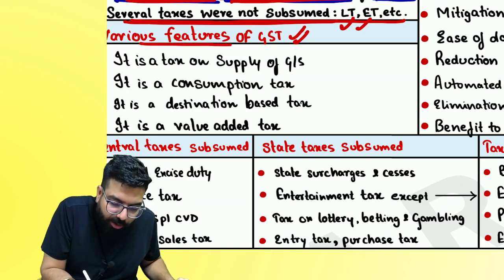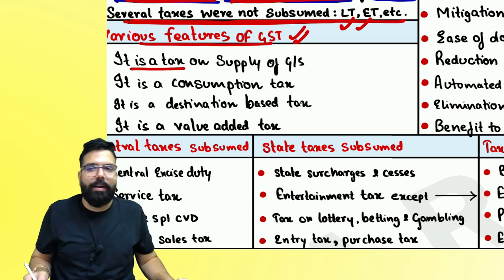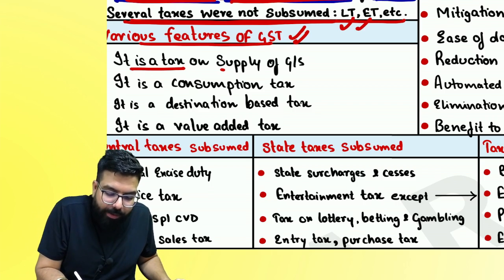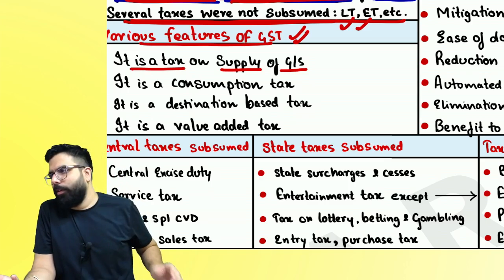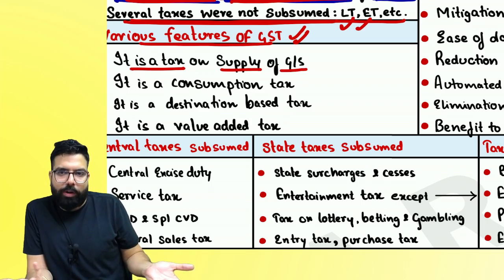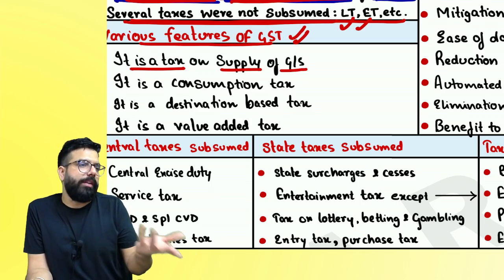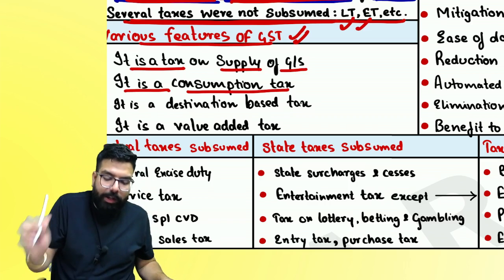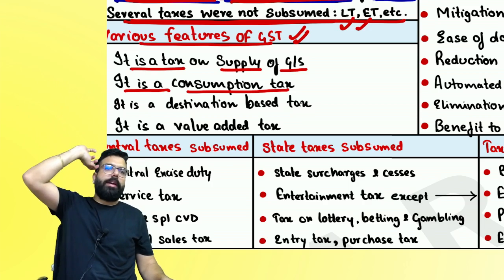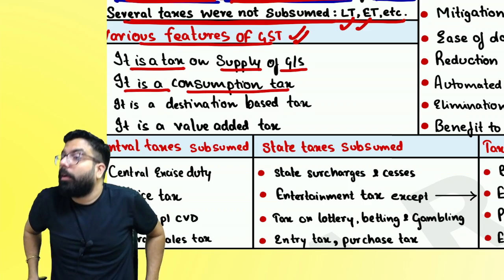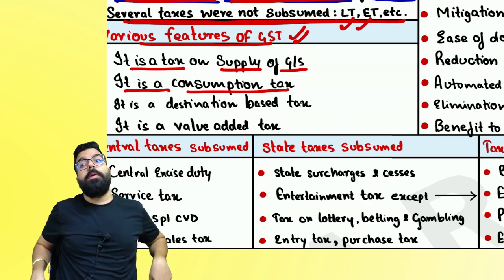The various features of GST is it's a tax. Yes, it's a tax on what? Supply of goods, or do I have to explain or you guys already know? It's a tax on goods and service whenever you are supplying. It's a consumption tax. Can anyone tell me what is the meaning of consumption tax? Ultimate consumer will pay. What do you mean by this?